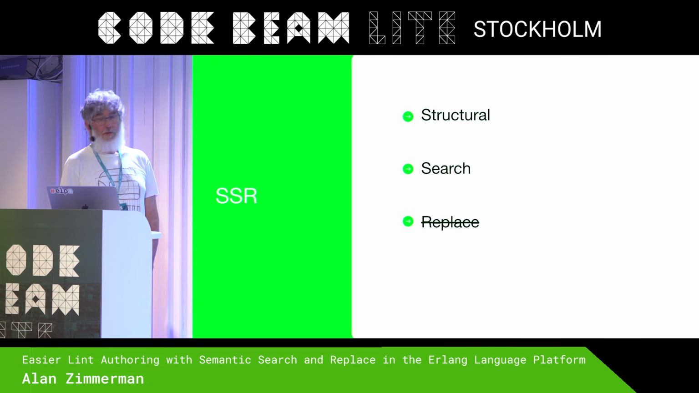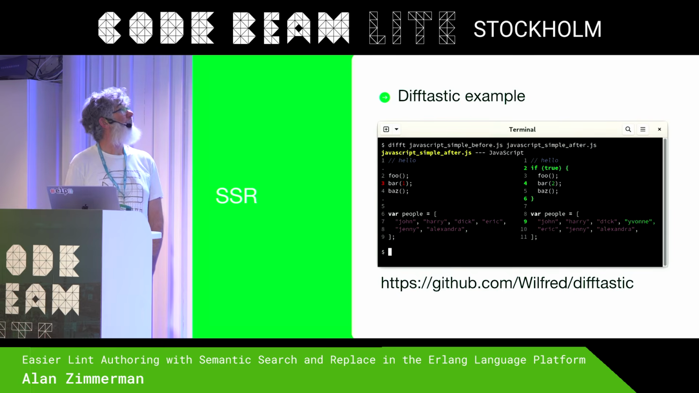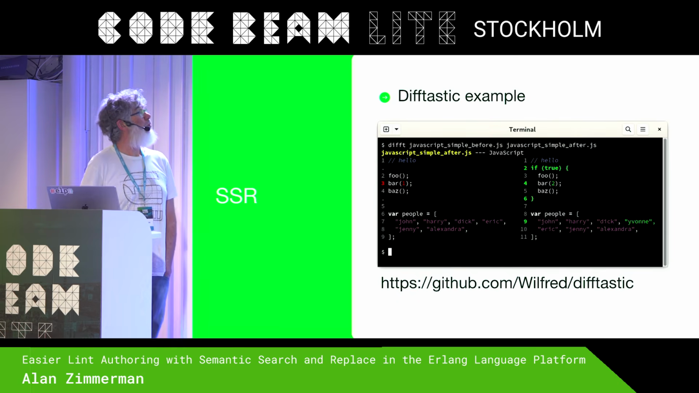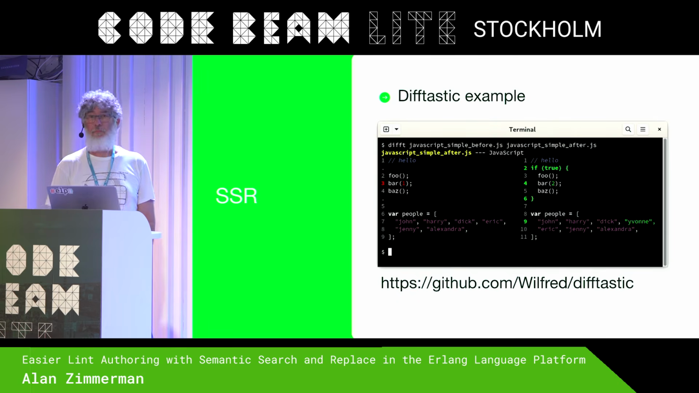Just to give you an idea of the structural stuff, this is a tool called Difftastic. Difftastic uses a tree-sitter grammar underneath. The Erlang one actually uses the tree-sitter grammar that we wrote for ELP, and it does a structural comparison. So this is a diff, it's JavaScript code. The first block, foo baz, has been wrapped in a conditional, and the argument to the bar has changed. So you'll see on the right-hand side, it highlights just the things that have changed.